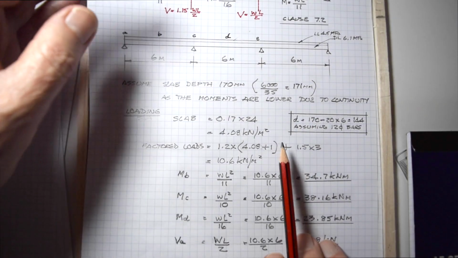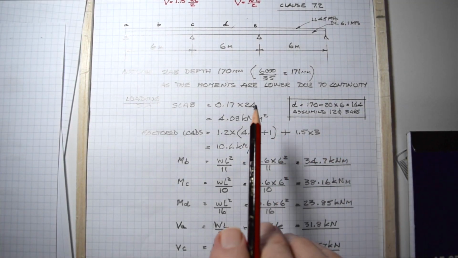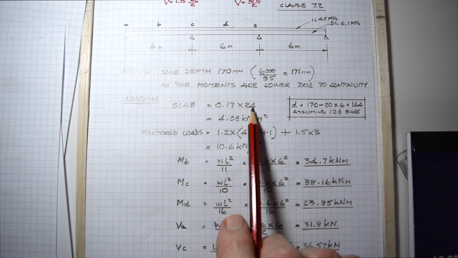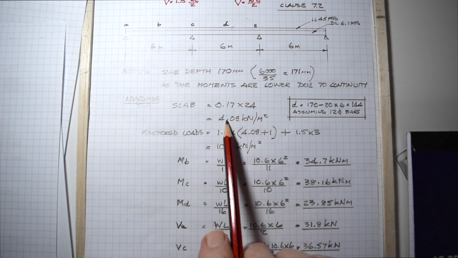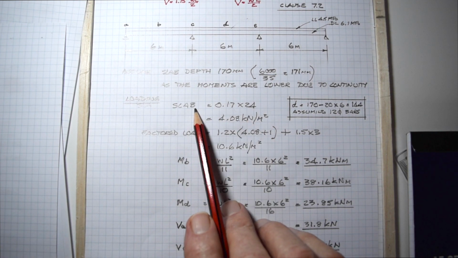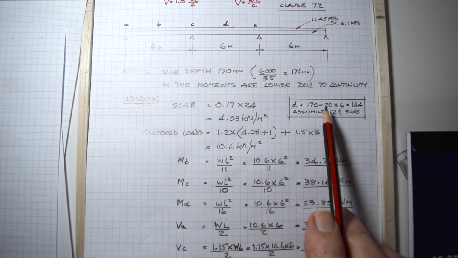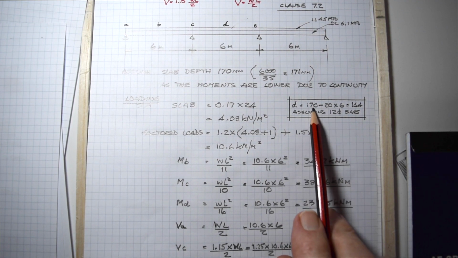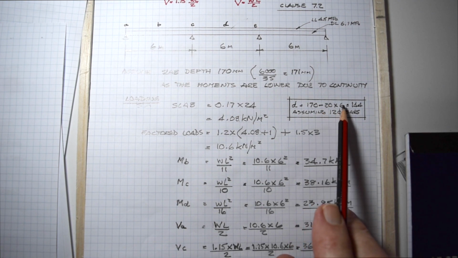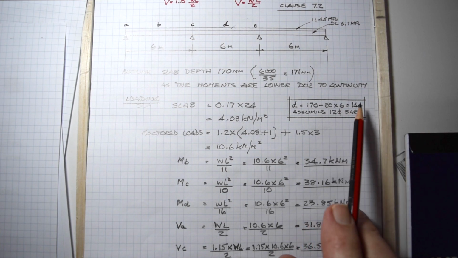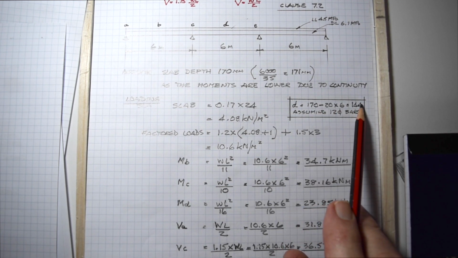So looking at the loading on the slab, the slab thickness is 0.17 times 24 kilonewtons per cubic meter, which gives you 4.08 kilonewtons per square meter. That's the weight of the slab. The effective depth that we're going to use to work out our steel and so forth is the overall thickness of the slab minus the cover minus 6 millimeters, assuming we're going to be using 12 millimeter diameter bars, which gives you an effective depth of 144 mil, as you'll see later on.